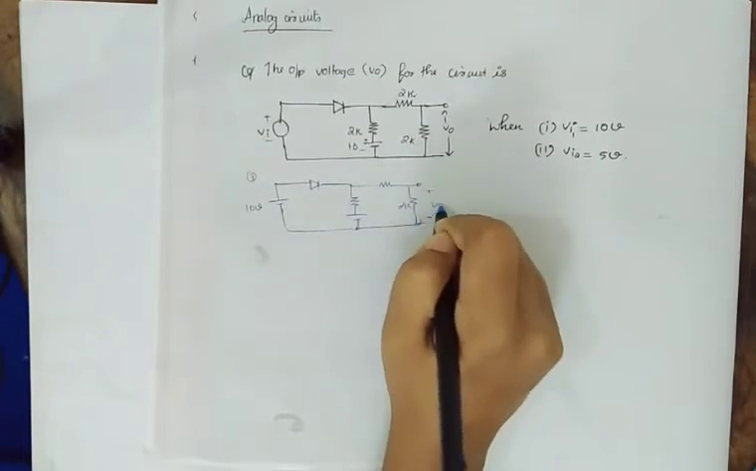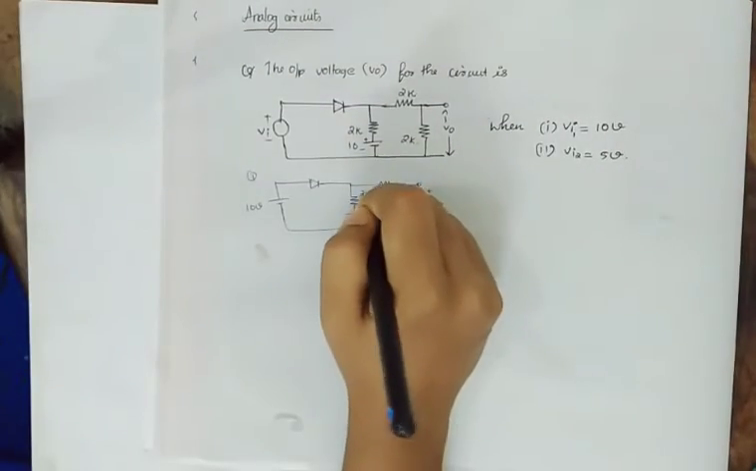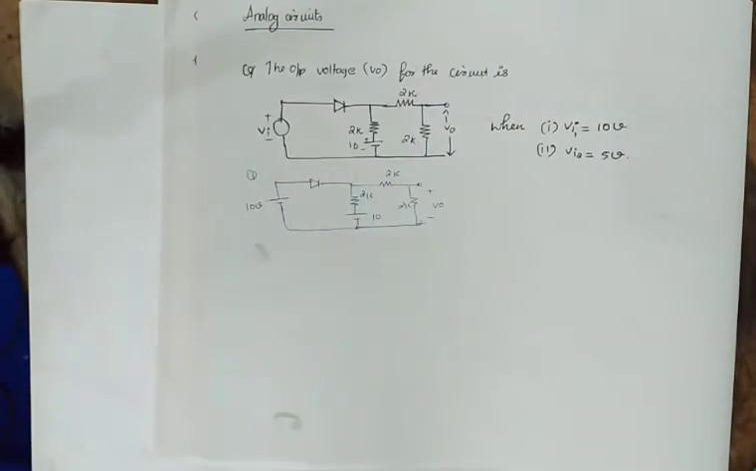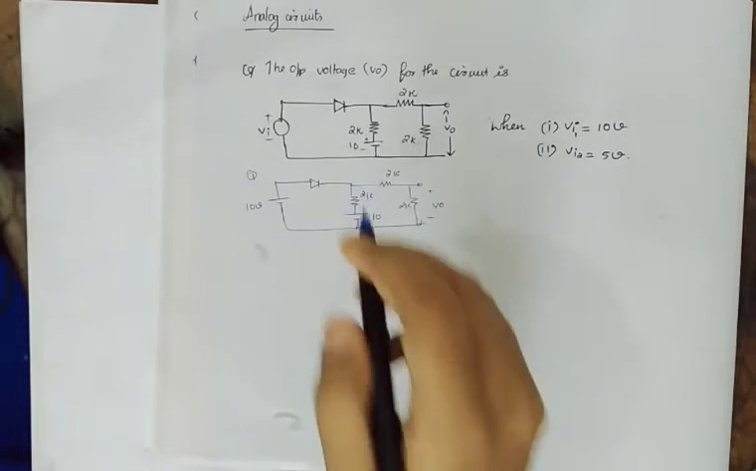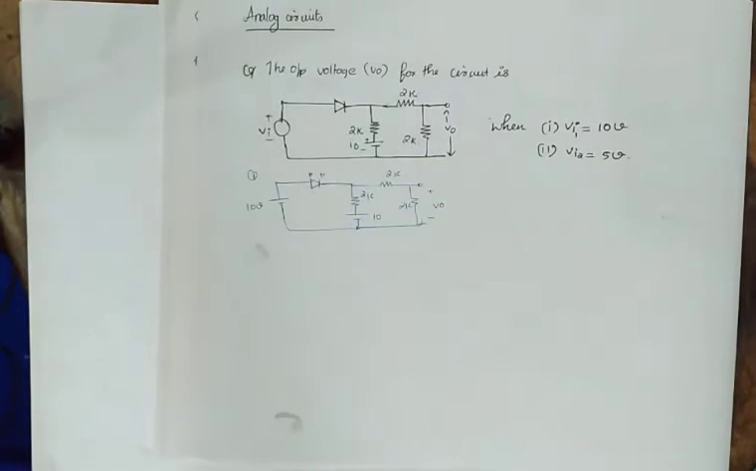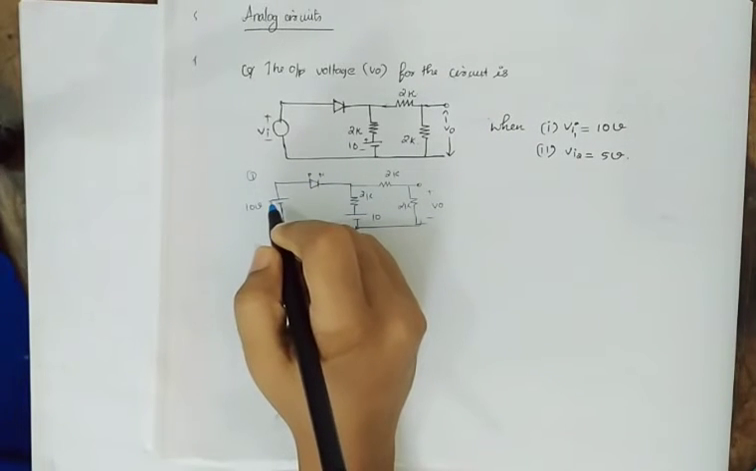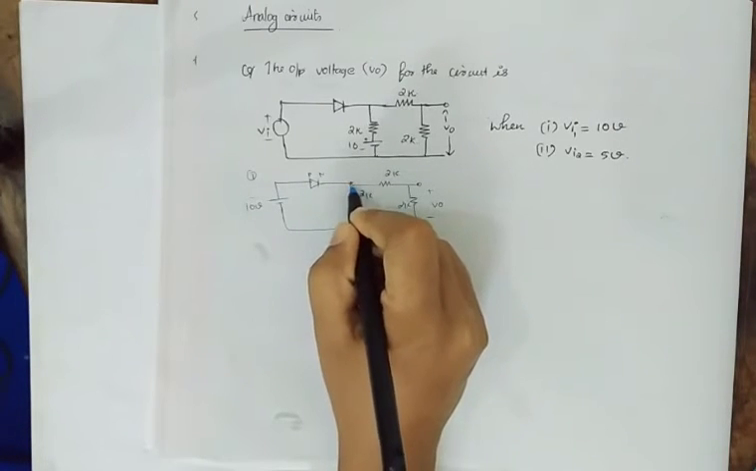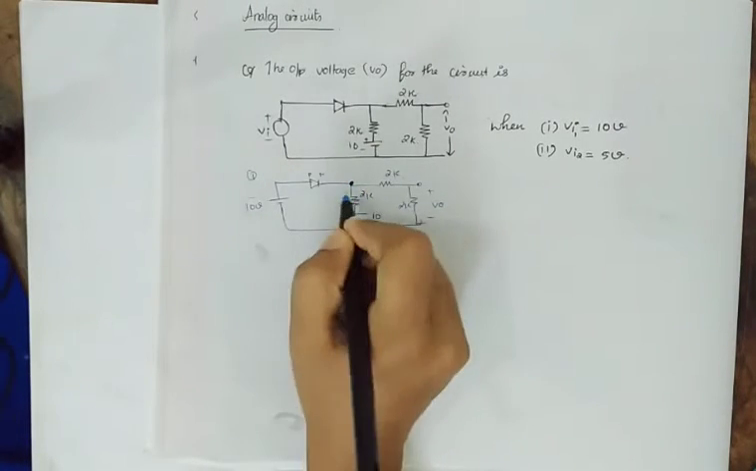Okay, and we are taking the output from this side. Okay, and now we'll see if the diode is forward biased or reverse biased. Positive terminal is connected to P side and negative terminal is connected to N side. This side is more positive compared to this side, right? So that means it is forward biased.